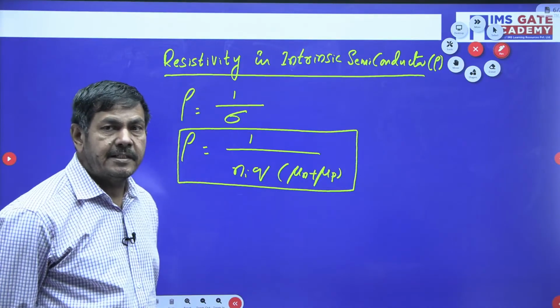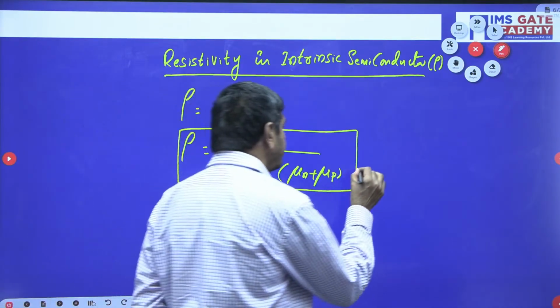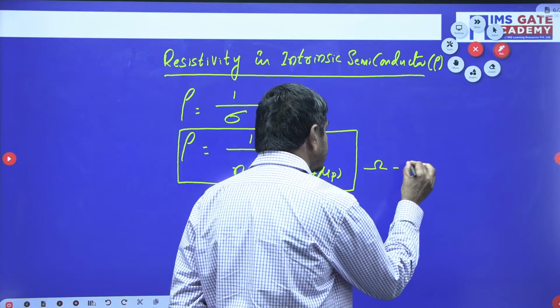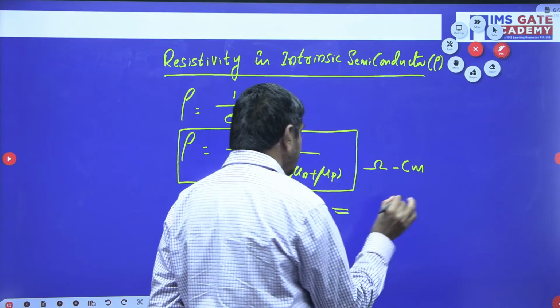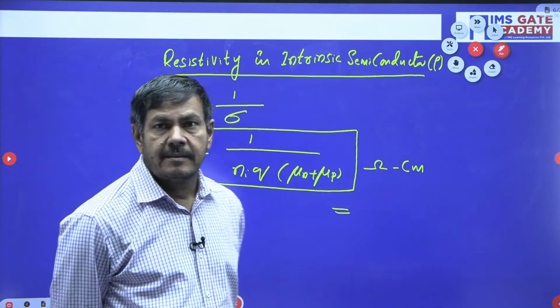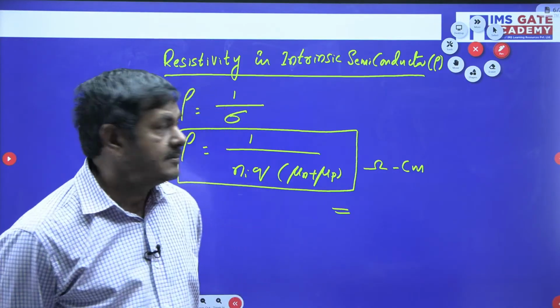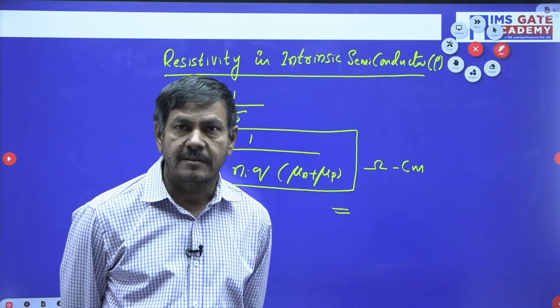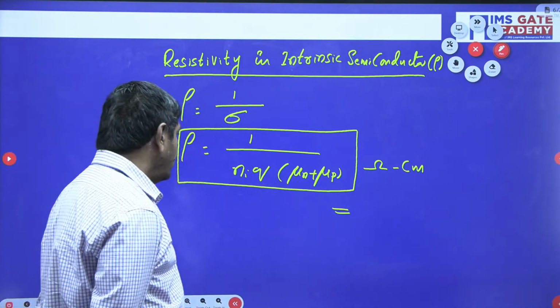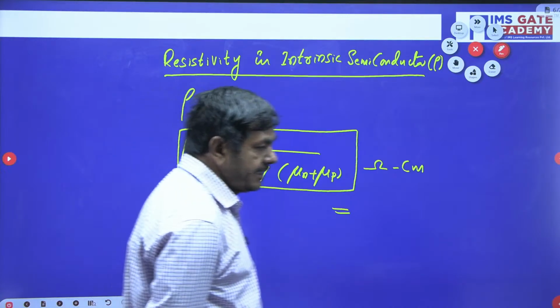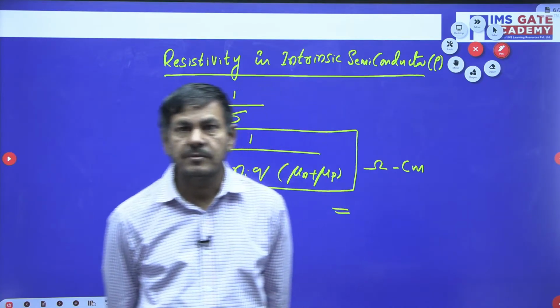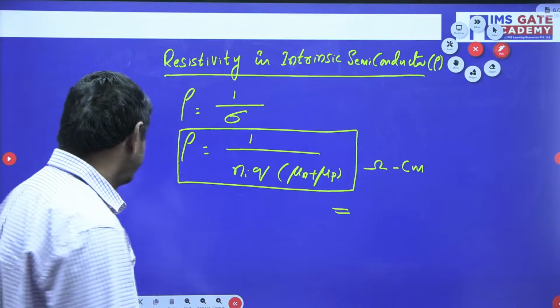Units of resistivity: ohm centimeter. So like that. But these formulas are mostly useful in doing problems only. Understand now. Now I will give one question based upon the semiconductor. You try to do that one.